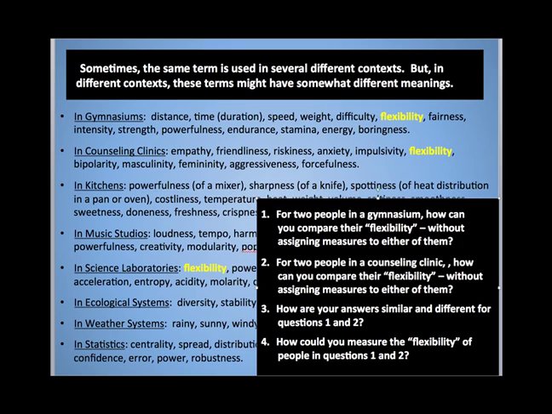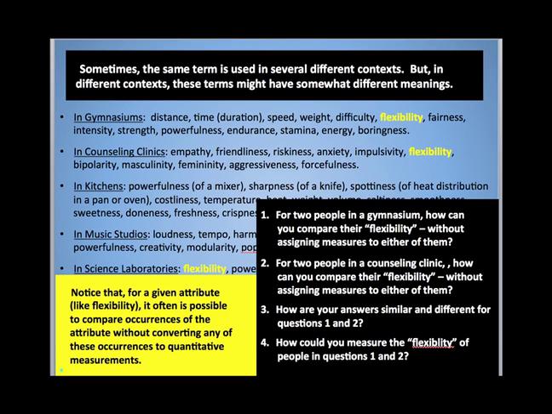Here are 4 questions that you could ask for nearly any of the examples where the same term is used in more than one context. 1. For two people in a gymnasium, how can you compare their flexibility without assigning measures to either of them? 2. For two people in a counseling clinic, how can you compare their flexibility without assigning measures to either of them? 3. How are your answers similar and different for questions 1 and 2? And 4. How could you measure the flexibility of people in questions 1 and 2?